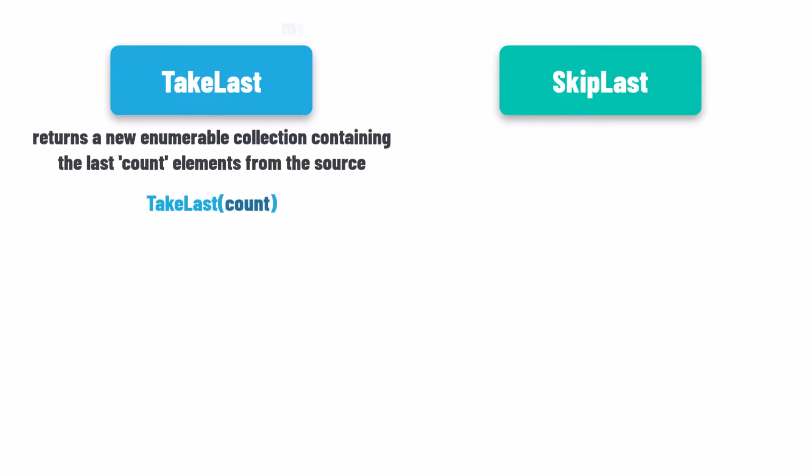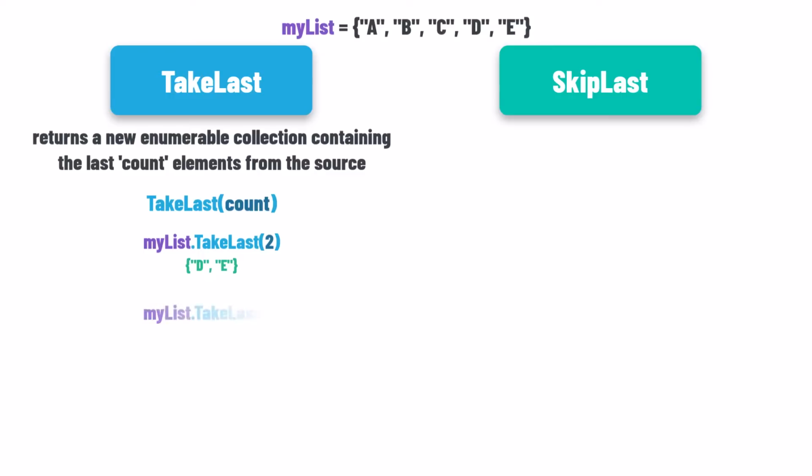For instance, consider a string list with 5 elements. Using TakeLast with the number 2 returns the last 2 elements from the list. When used with the number 5, it returns all elements from the list. And when used with the number 7, it still returns all the elements from the list. Notably, no exception is thrown if the count of elements is less than the specified number.